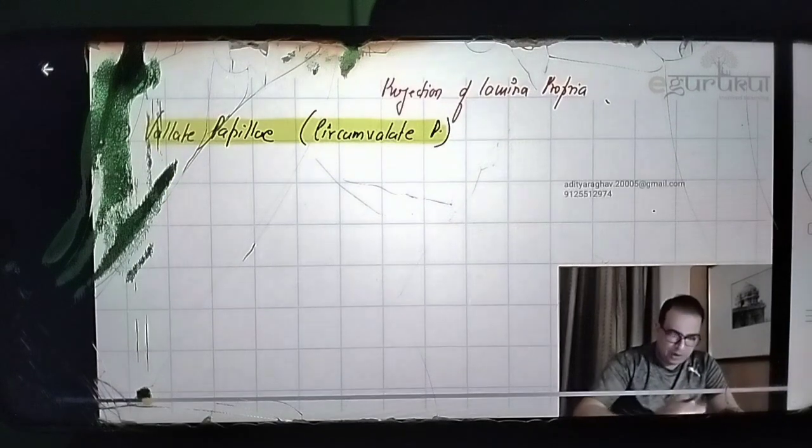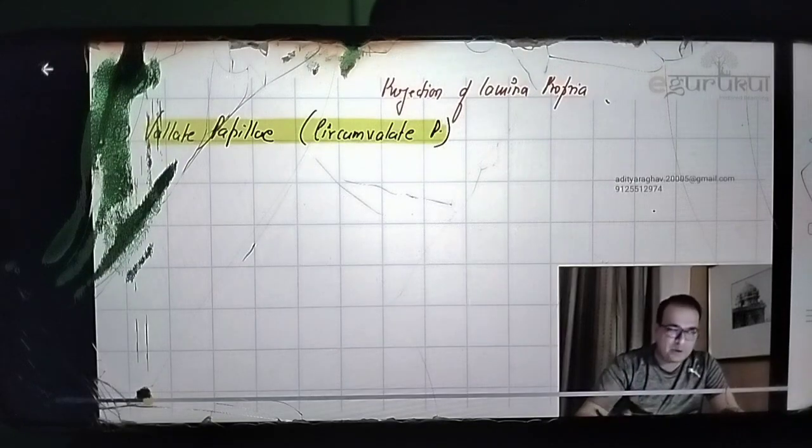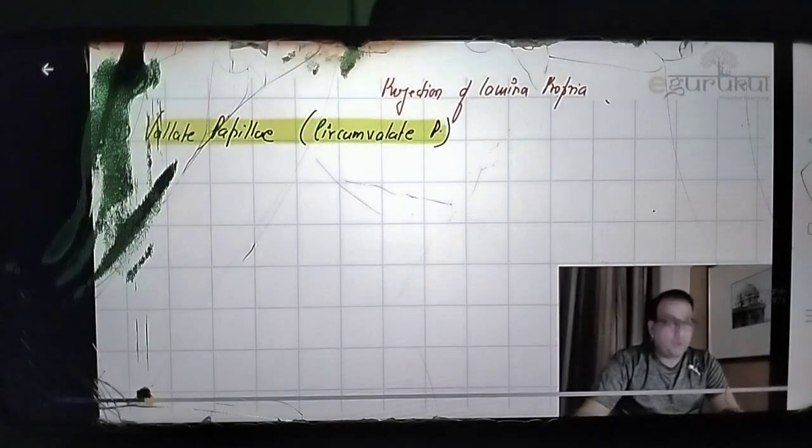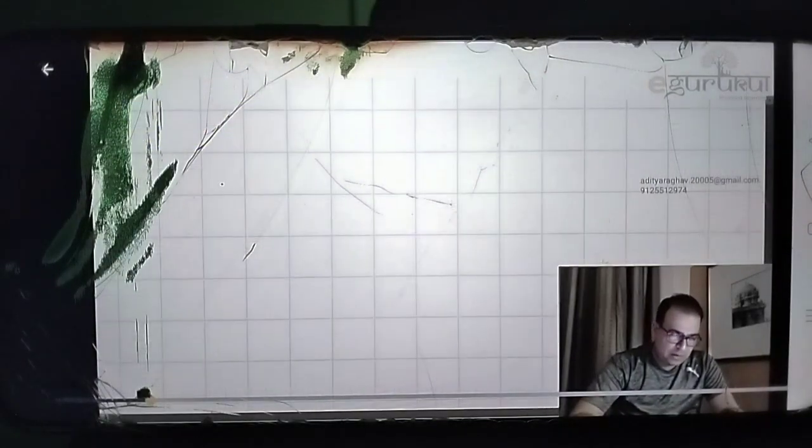Okay, before we talk about all these papillae, let's make a diagram in which we'll keep marking all these papillae and where they are present. We'll keep coming back to the diagram and mark all the major prominences that we have in the tongue on that particular diagram itself. So guys, before I talk about the valate papillae, let me draw the diagram for you.